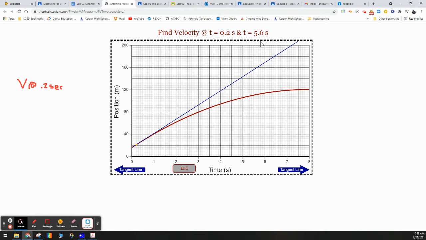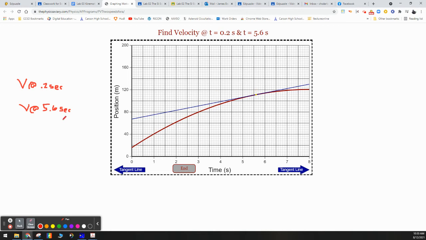Now it says at 5.6 seconds. So I go over here and move it until I hit 5.6 seconds. There's 5, 5.1, 5.2, 5.5, and there's 5.6. Then I find the velocity at 5.6 seconds. That means I have to find the slope of the line where the tangent line meets right here. That's going to be 5.6 seconds.